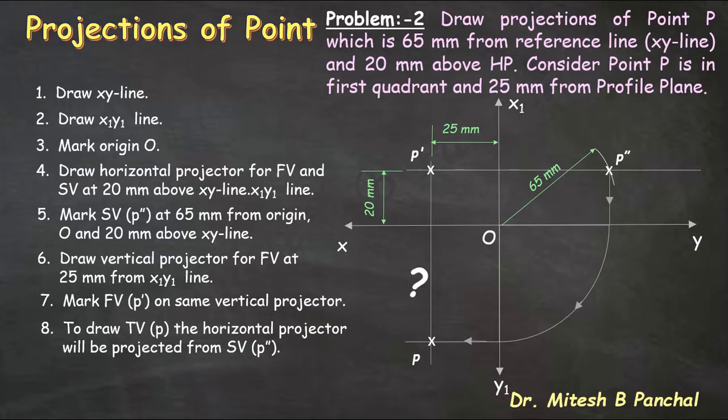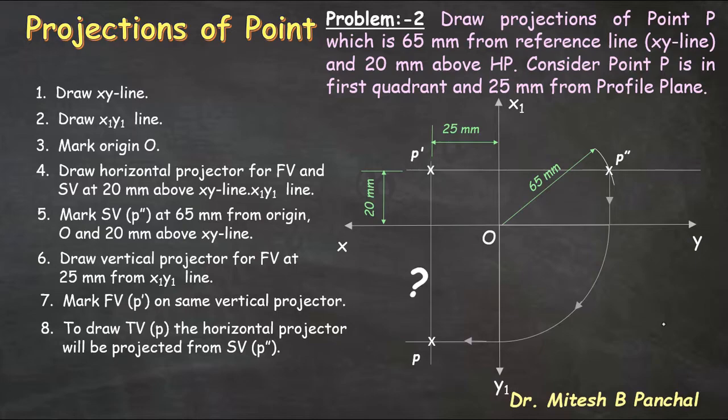So this we can obtain by measuring this dimension, okay, from xy. Measuring the dimension from xy, we can obtain the position of point P from VP, right? So this you have to find out. So this one is the final answer with all the required steps to achieve the answer correctly. Okay.